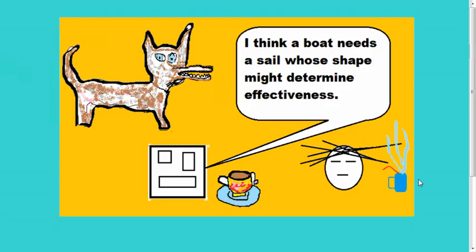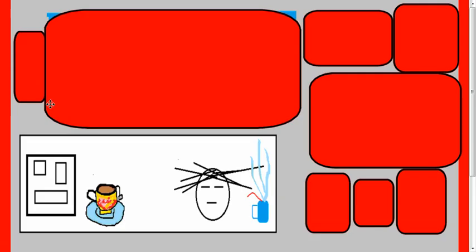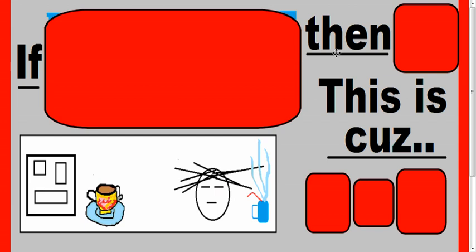So Dr. Square said, well, I guess I understand that the shape of a sail might determine its effectiveness. So how would I write a hypothesis about this? All right, so Crazy Hair says to Dr. Square that a hypothesis is basically set up in three parts. You've got an if, a then, and a because. So those are like the three parts.